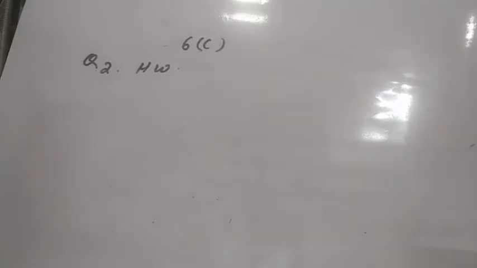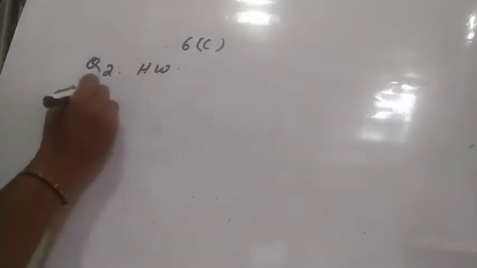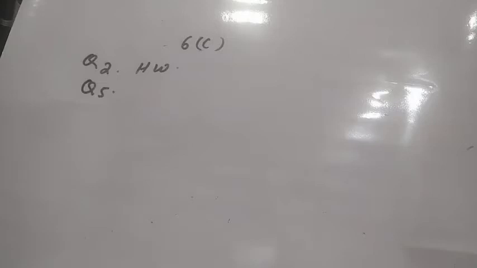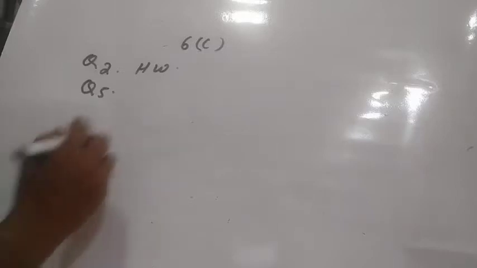A girl goes to her friend's house, which is a distance of 12 km. She covers half of the distance at a speed of x km per hour and the remaining distance at a speed of x plus 2 km per hour. If she takes 2 hours 30 minutes to cover the whole distance, find x. Okay, that is the question.